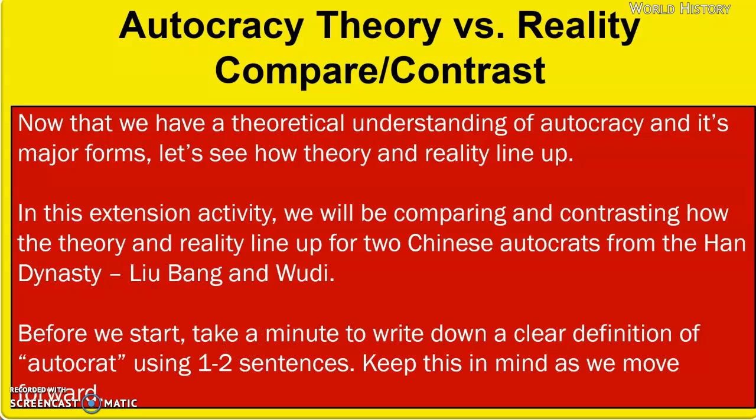All right, students, this is the extension activity for Autocracy. You've just learned about the theory, and you're going to look at how that is actually applied to reality. So now that you've had some understanding of the theoretical aspects of autocracy and its major forms, let's see how it links up. In this activity, we'll be comparing and contrasting how the theory and reality line up for two autocrats. We're going to look at Liu Bang and Wu Di. These are two autocrats from the Han Dynasty.